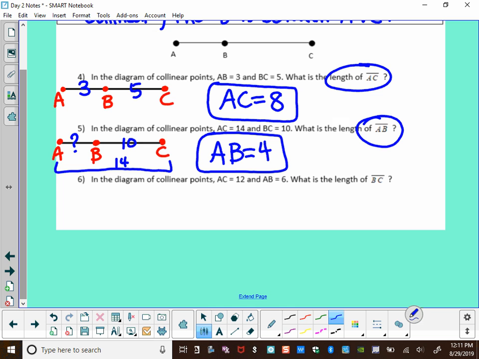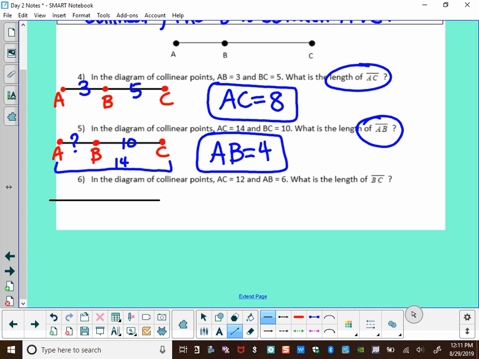I want you guys to try number 6. The diagram of collinear points. So once again, draw yourself a line with 3 points on it. Okay, and then look at the labels. It says that AC is 12 and AB is 6. What is the length of BC?